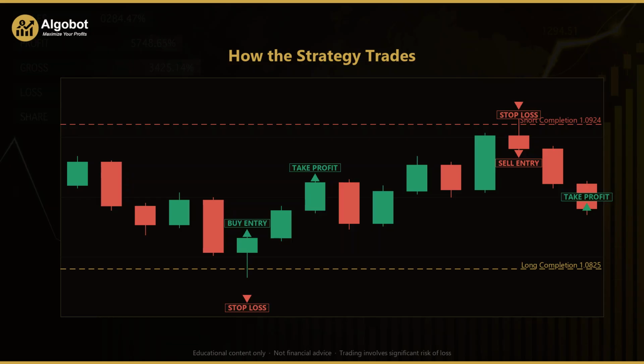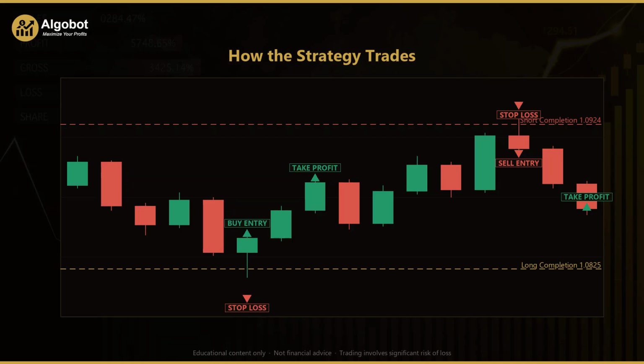Price then pushes up into that zone. The candle at the short completion pokes into the window near 1.0924, but closes back down as a bearish rejection candle, reclaiming below the level. The sell entry marker prints there, with the stop loss placed just above that bar's high. Price then rolls over and slides down to the take profit marker below, once more at 1.8 times the risk.